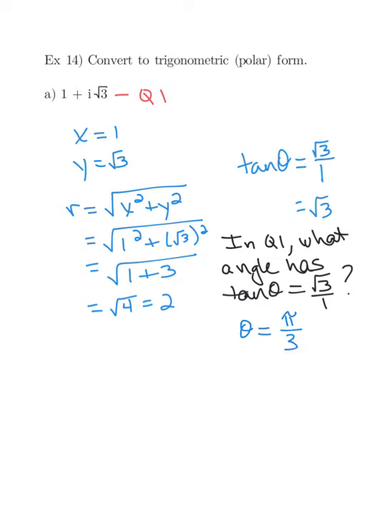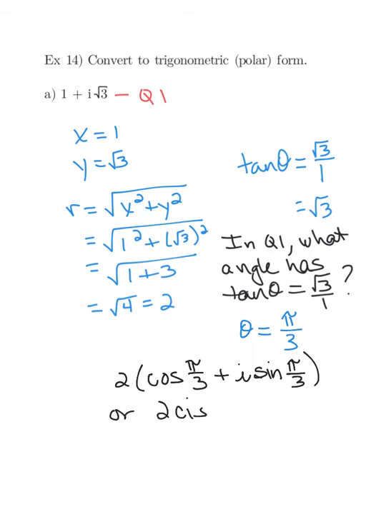Now that we know theta and we know r, we are ready to go to trigonometric form. When you go to your trigonometric form, the r you found goes out front. Inside, you start with cosine of the theta you just found, pi over 3, plus i times the sine of pi over 3. Now remember that this could be written as 2 cis of pi over 3.